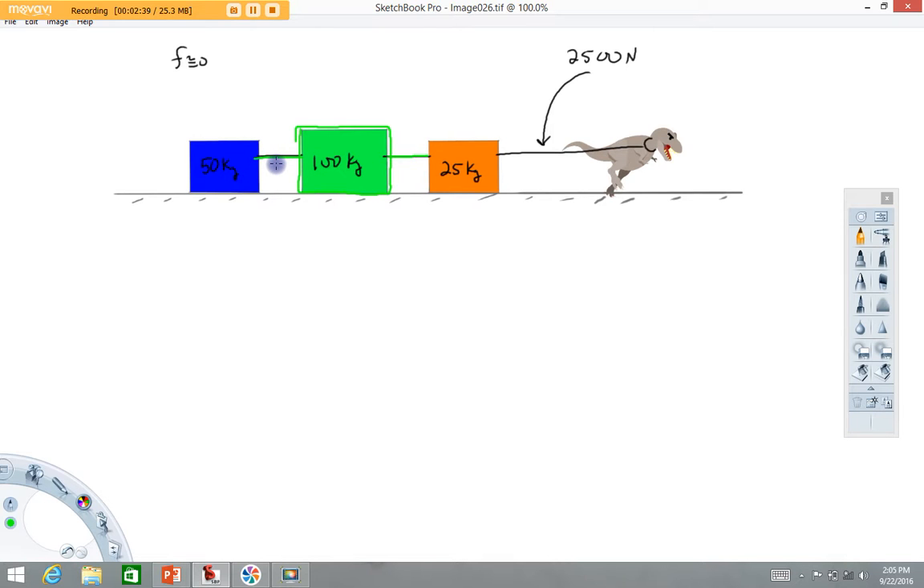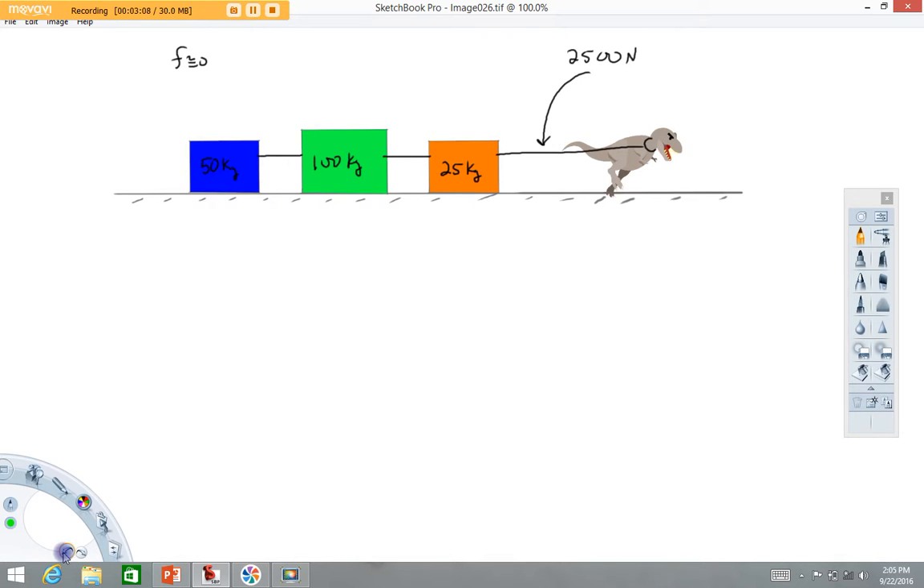Both of those tensions are unknown, and neither of them is this 2,500 newtons. That 2,500 newtons is only applied right here to this mass. So a free body of that middle part of the system also has three unknowns: an unknown tension here, an unknown tension here, and an unknown acceleration. If we define this as our system, we have an unknown tension acting to the right and an unknown acceleration.